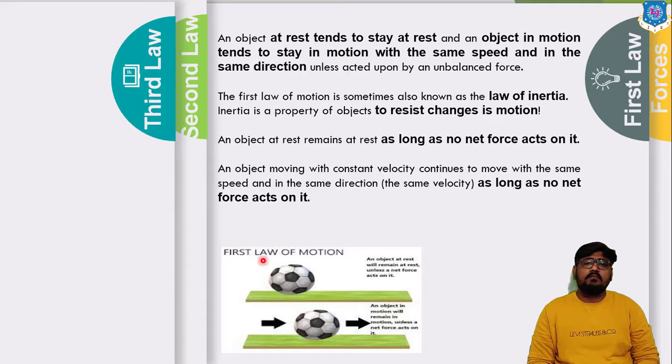So as you can see over here, there is an example of a ball. Right now it is in a steady position. Unless and until an external force is applied, it will stay steady forever. If the ball is moving with constant velocity, it will continue its motion unless and until an external force is applied on it. So that is the meaning of this first law. This is the first law of motion by Newton.